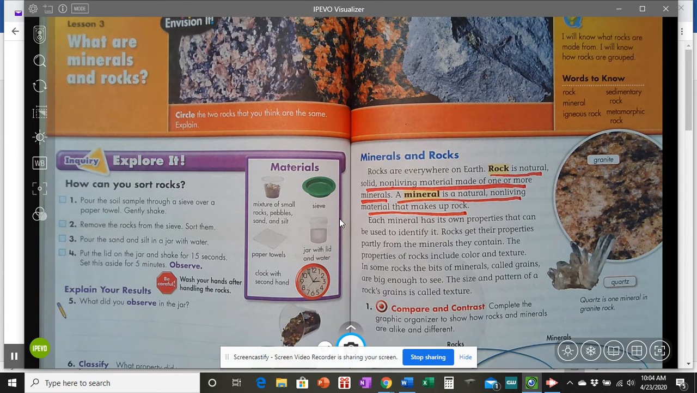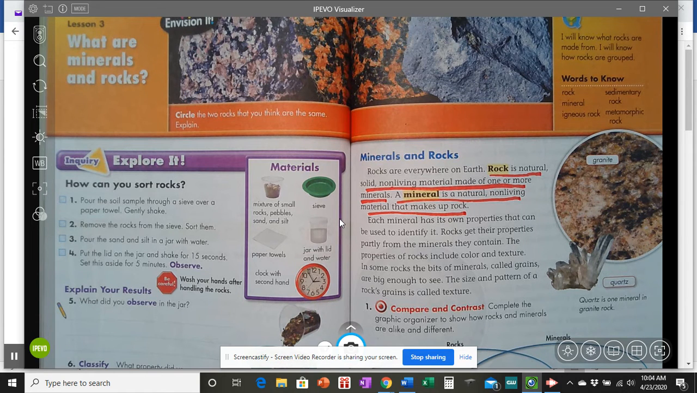Each mineral has its own properties that can be used to identify it. Rocks get their properties partly from the minerals they contain. The properties of rocks include color and texture. In some rocks, the bits of minerals, called grains, are big enough to see. The size and pattern of a rock's grain is called texture.